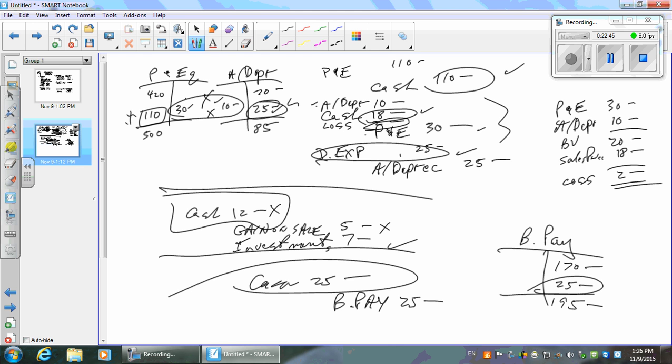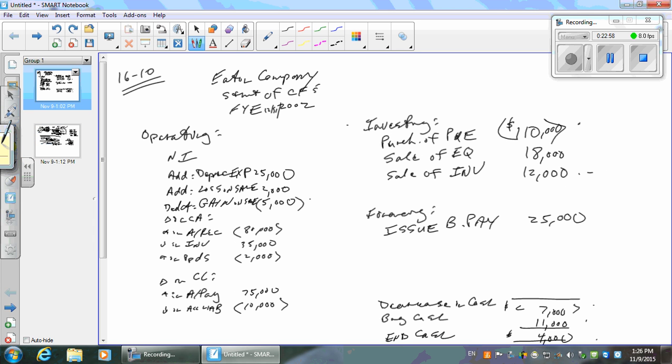Well, it would have been credit cash and debit bonds payable for 170, right? And then it would have been debit cash for 195 and credit bonds payable for 195. And what would I do over here on my statement? I'd show the 170 going out and the 195 coming in on two separate lines, right? Just like I did here.